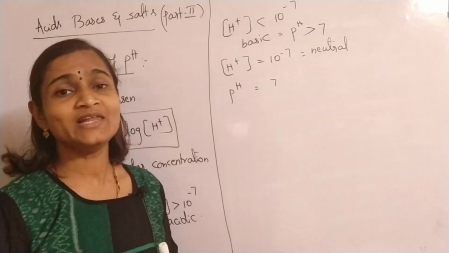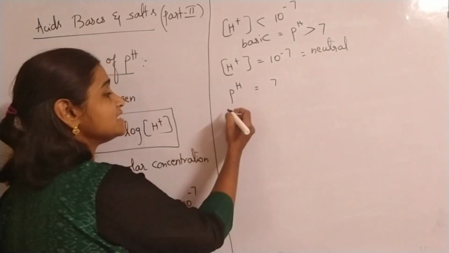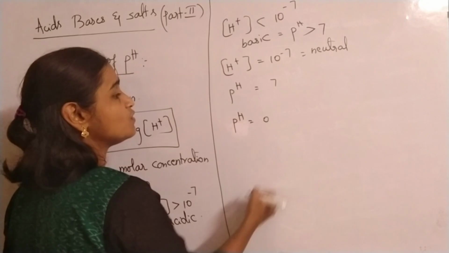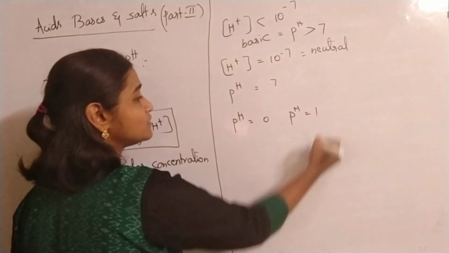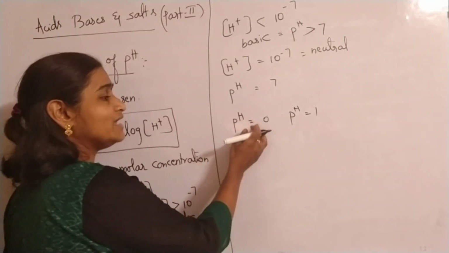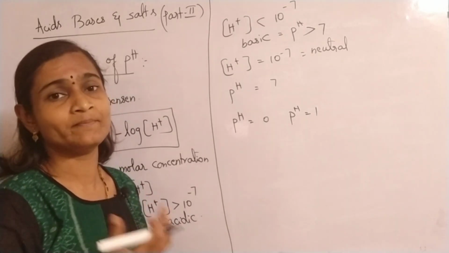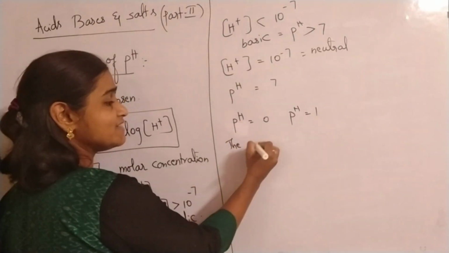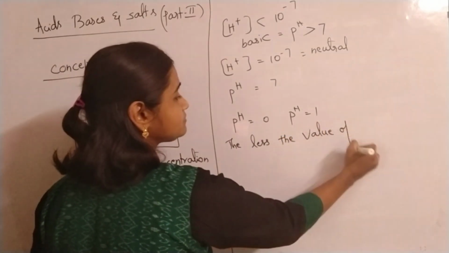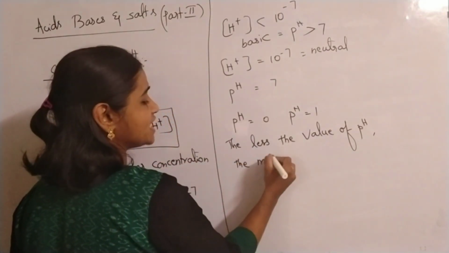The lower the value of pH, the more acidic the substance will be. There are certain substances which we use in our daily life where pH is sometimes 0, and sometimes 1 or 0 point something like that. That means if the value of pH is very low, the strength of the acid is very high. The lower the value of pH, the more the acidic strength.